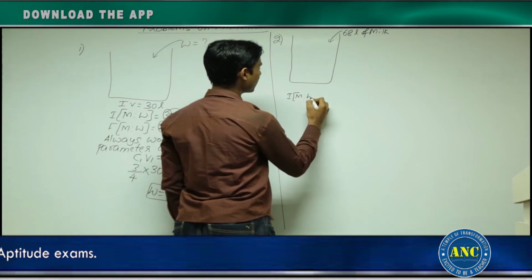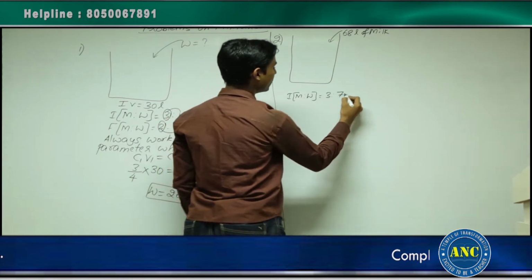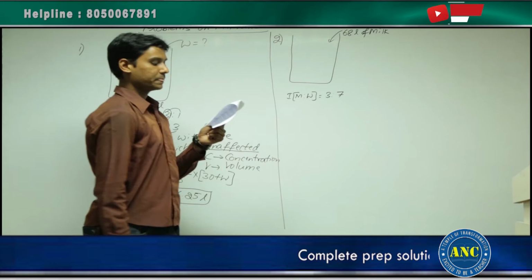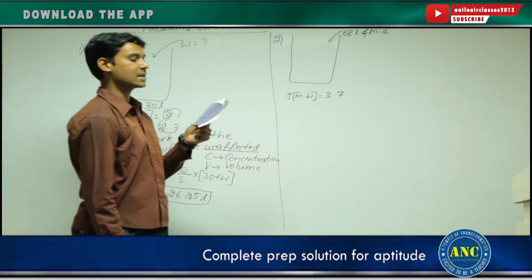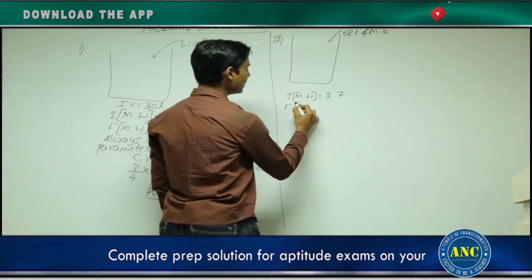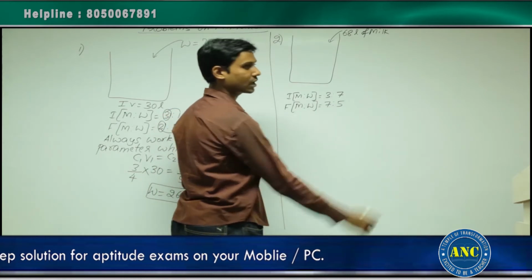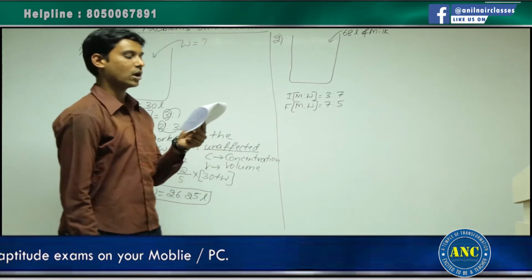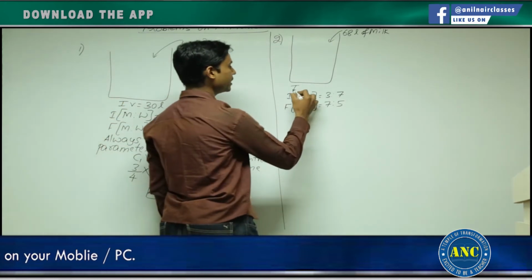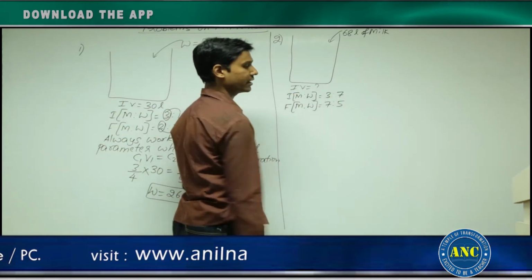The initial ratio of milk and water is 3:7. The ratio of milk and water in the resultant solution is 7:5. Final ratio of milk and water is 7:5. What is the volume of the original solution? You need to find the initial volume.